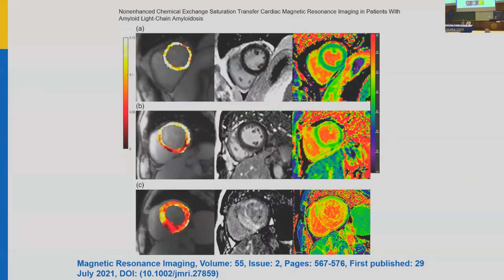Also, in this work by the Beijing Union Hospital, they used this technique to look at patients with amyloid light chain amyloidosis. They came up with some interesting findings: that this CEST signal could have a very good correlation with the LGE scar assessment in this type of patients.